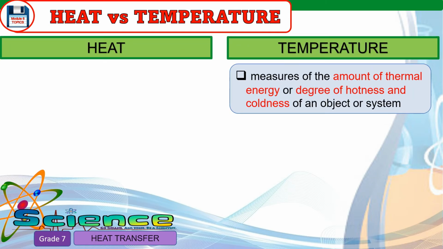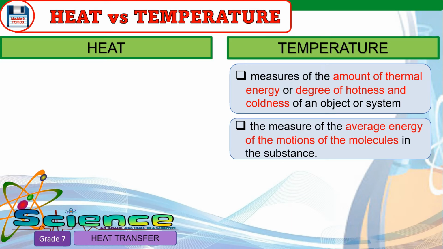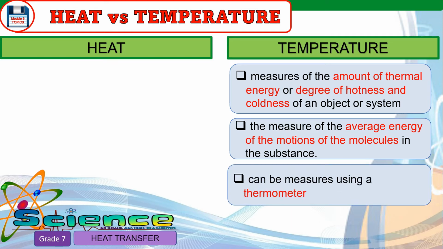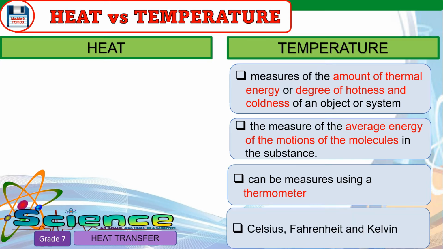Temperature is the measure of the amount of thermal energy or the degree of hotness and coldness of an object or system. It refers to the measure of the average energy of the motion of the molecules in the substance. It can be measured using a thermometer. The three common scales that are used in measuring temperature are Celsius, Fahrenheit, and Kelvin. The SI unit of temperature is Kelvin.